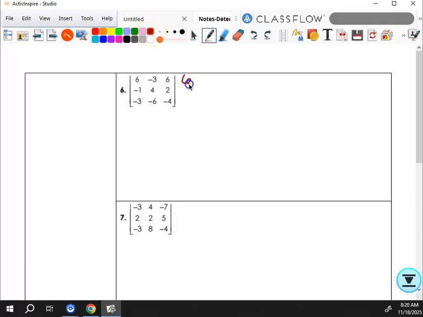So we'll do 6, -1, -3, -3, 4, -6. Okay. So we're going to do down and up. Multiply these three. So that is 6 times 4 times a negative 4, which I know will be a negative number. And that will be 24 times 4, negative 96.